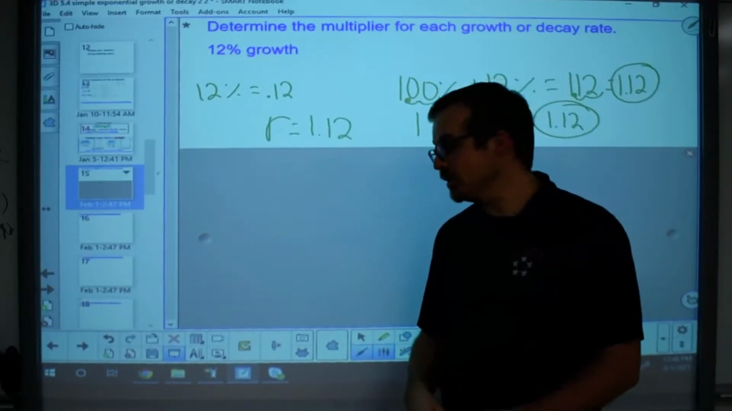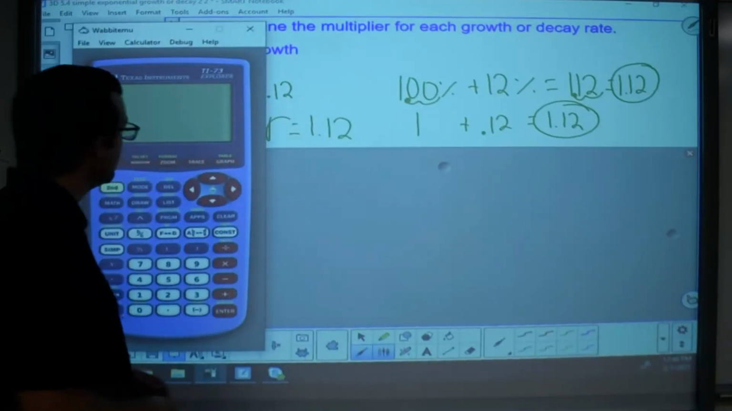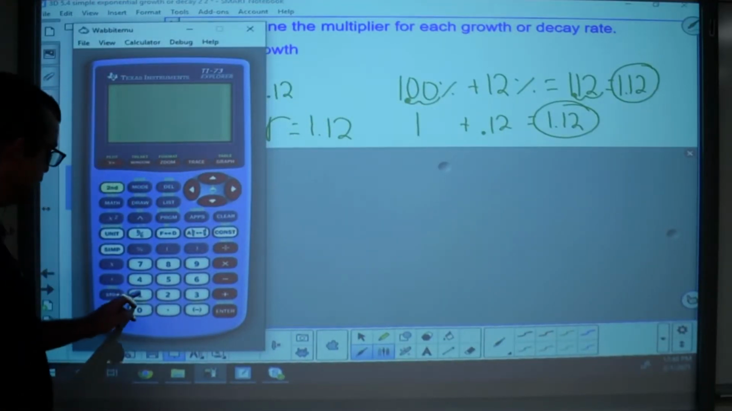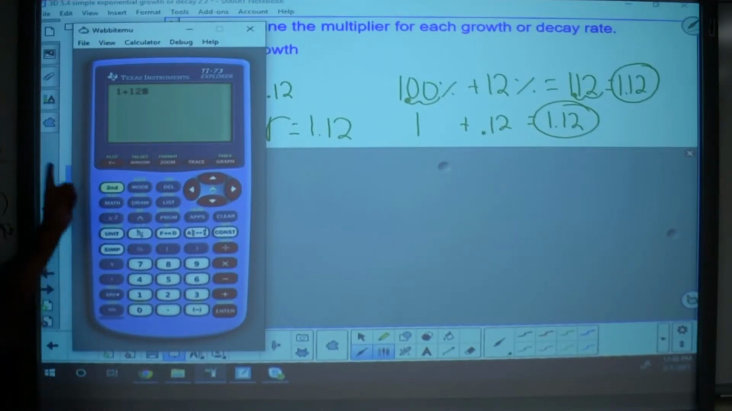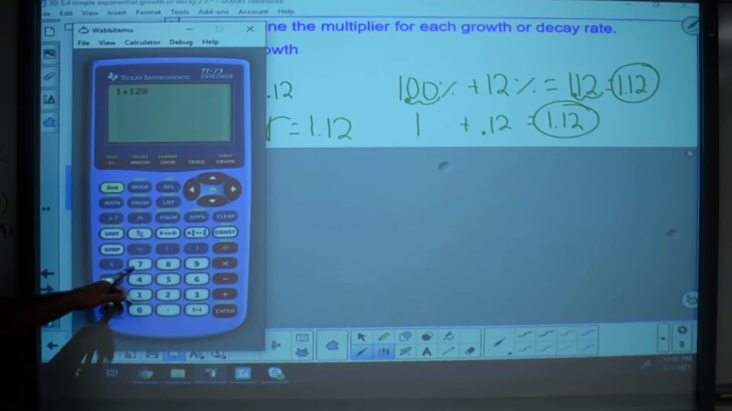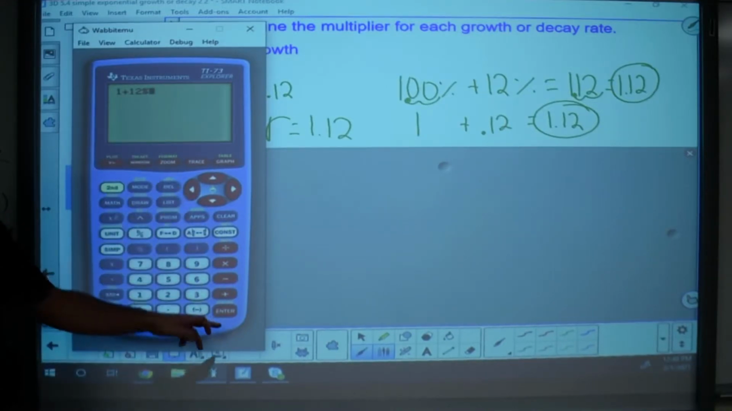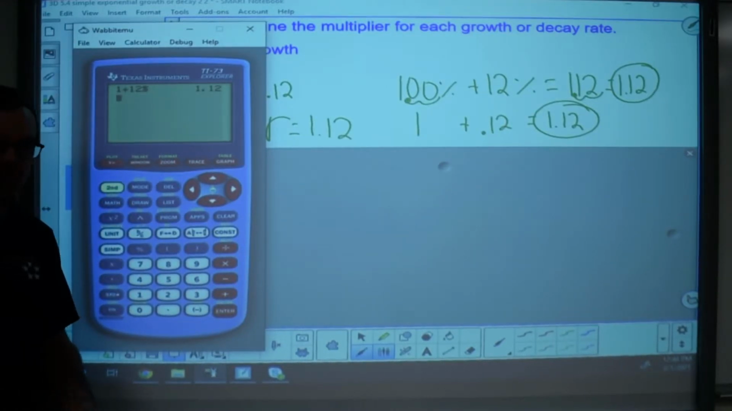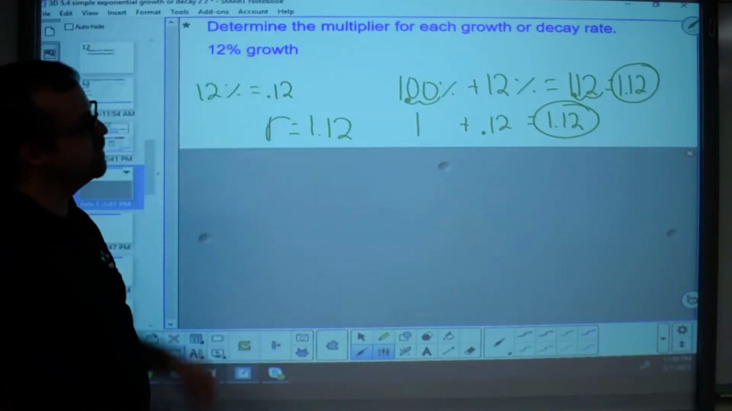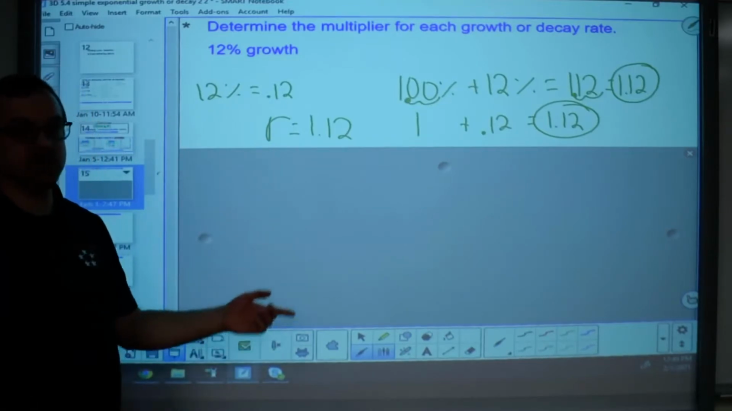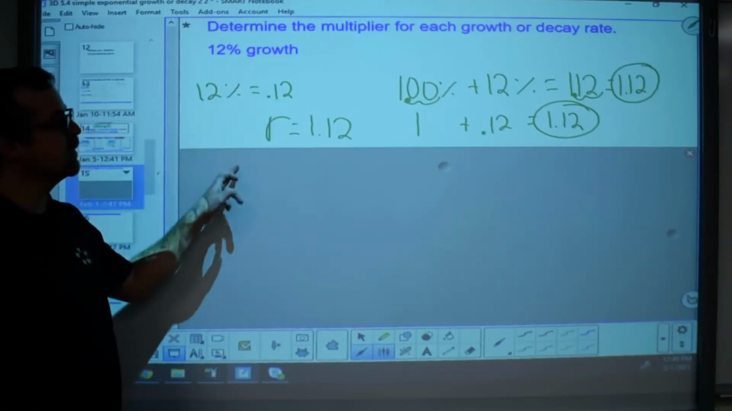1.12. If actually you have a calculator, and because we're growing, we're adding, right? If you did 1 plus 12, and then you clicked on the percent button, which is right above the 7 here with the TI 73s. So you do 1 plus 12%, it will automatically calculate the percent to a decimal for you. And it says 1.12, okay? So that's my ratio, and this would be increasing, and it should be because it is growth, okay?